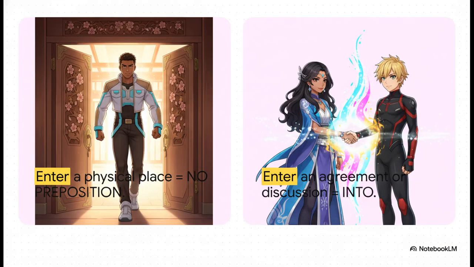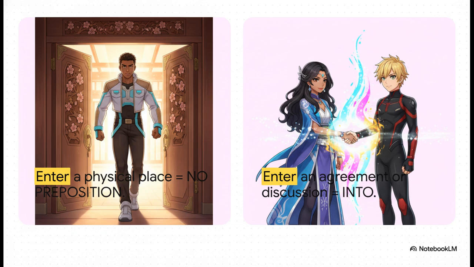Now this brings us right back to that opening question from the start. He entered into the room is wrong because for physical places, the word enter takes absolutely no preposition. The correct, natural way is just he entered the room. But, and here's the catch, if you are entering an abstract concept, like an agreement, a discussion, or an alliance, then into is perfectly fine. You can say, he entered into a discussion.